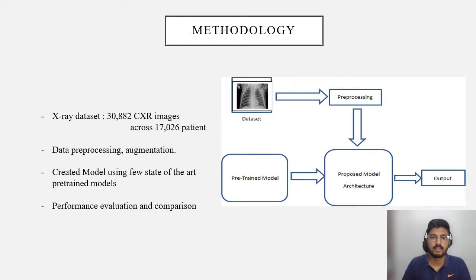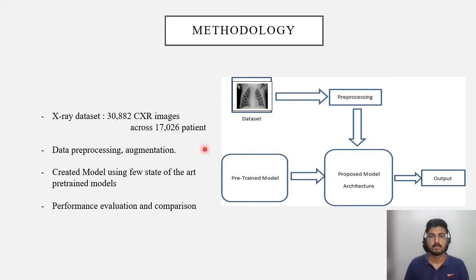For that, we will have an X-ray dataset which has around 30,000 images across 17,000 patients. After that, we'll do some data pre-processing and augmentation. We'll do some sampling of the data to combat the problems that may arise due to class imbalance, and we'll do some data augmentation like image shearing, horizontal flips, vertical flips, translation, random zooms, height and width shift ranges, and then rotation.